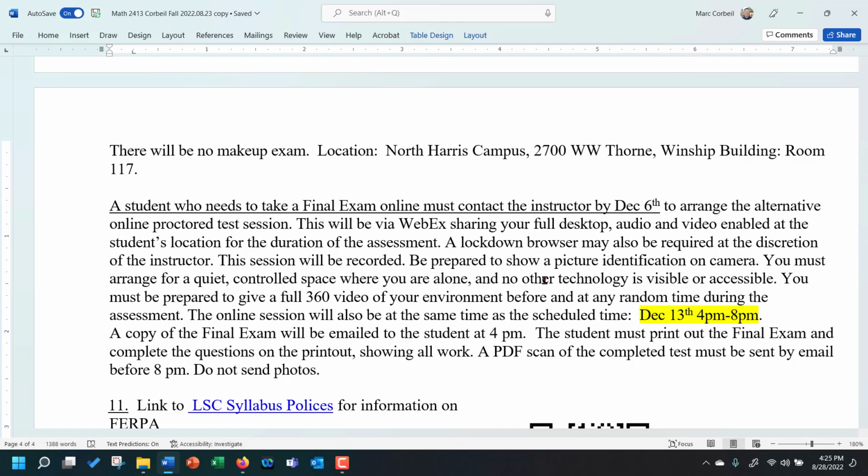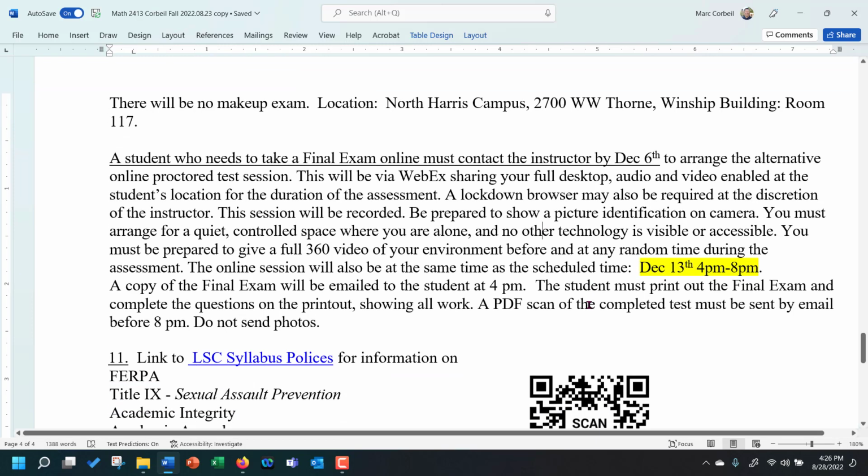Be prepared to show me a picture identification on camera. Give me a quiet, controlled space where you're alone. You must be prepared to let me know what your environment looks like so I can see your desktop and that sort of thing. And that may be anytime randomly during the test. I may just say hello and pop in and ask you how you're doing, that sort of thing. So keep that in mind. It's meant to be a kind of in-person thing. So you're sharing your WebEx camera with me, and I'm doing that.